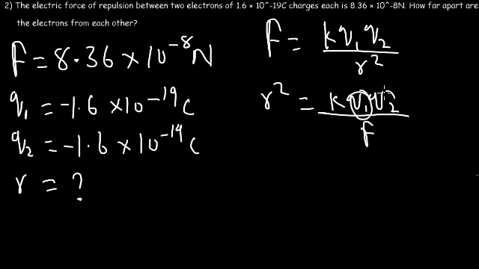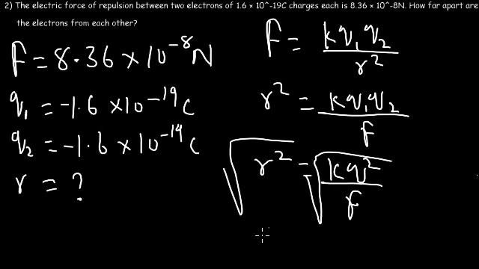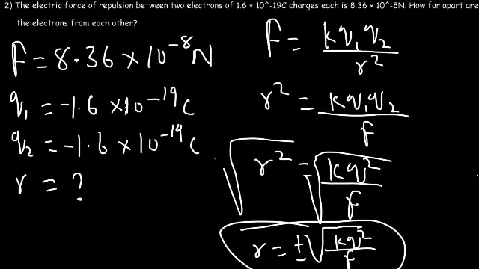Since Q1 is equals to Q2, then I can have it as Q squared. Then I have R squared to be equals to KQ squared divided by F. Then finally, I should take the square root of both sides. Taking the square root of both sides, I should have the value of R to be equals to plus or minus the square root of KQ squared divided by F. And this is what I will work with.